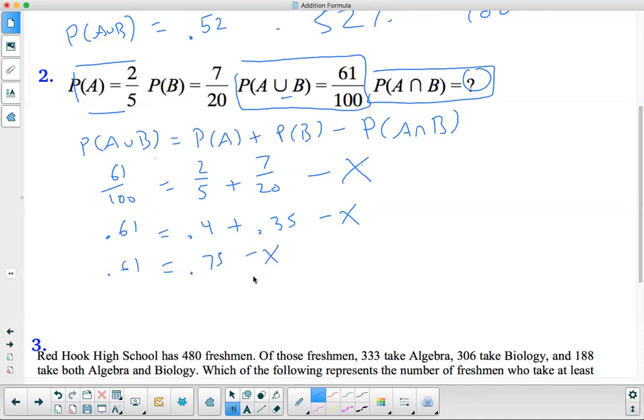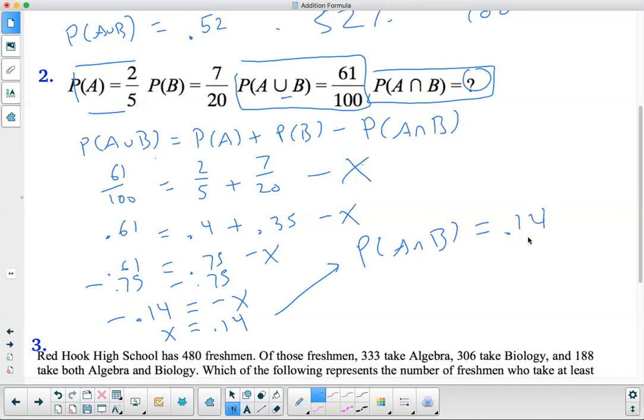Just solving for x, right? I'll subtract 0.75 from both sides. 0.61 minus 0.75 is negative 0.14. And a probability can't be negative, but I just multiply both sides of this by -1, and I get x equals 0.14, or the probability of A and B equals 0.14.